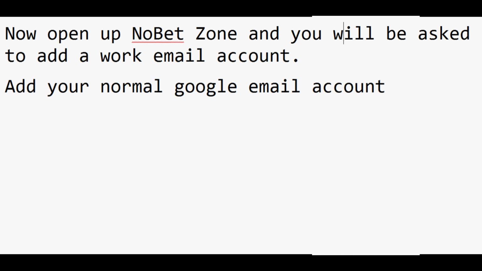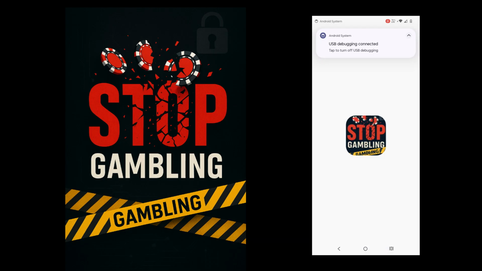Step 7. Now open NoBet Zone on your phone. You'll be sent to Google Play to add a work account. Just enter your normal Gmail. Step 8. Enable every permission the app asks for. Step 9. Turn off USB debugging. That's it. Your phone is now protected.